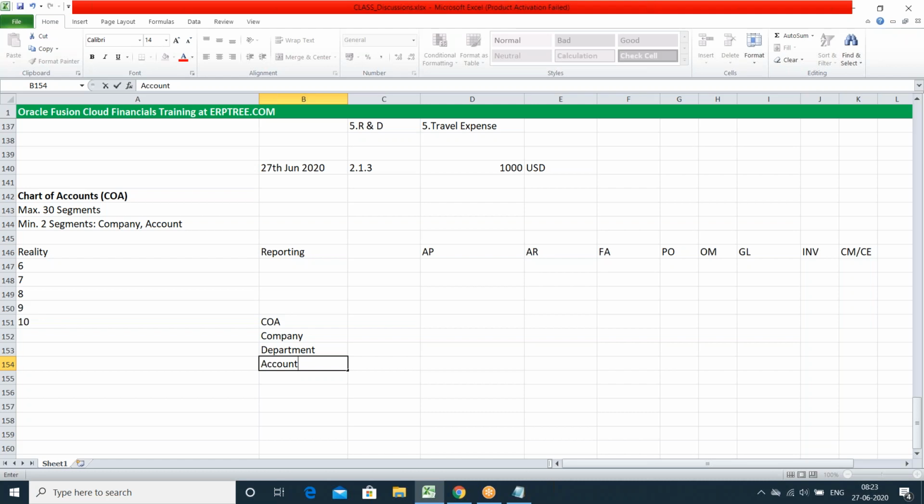In the same company, they have different types of businesses. When they have different types of businesses, if they want to track the type of business, they can simply have a segment called LOB. LOB means line of business. And again, they are dealing with some services. The service type they can have as a segment.